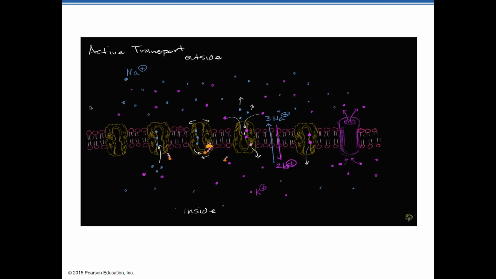Well, it has a higher concentration on the outside, and it has a lower concentration on the inside. This is sodium's concentration gradient. What is potassium's concentration gradient? Well, potassium is getting pumped in from the outside into the cell. So potassium has the opposite concentration gradient. It has a high concentration inside, and it has a low concentration outside.